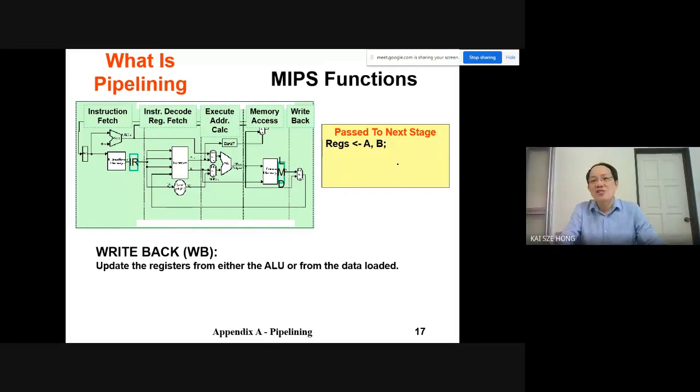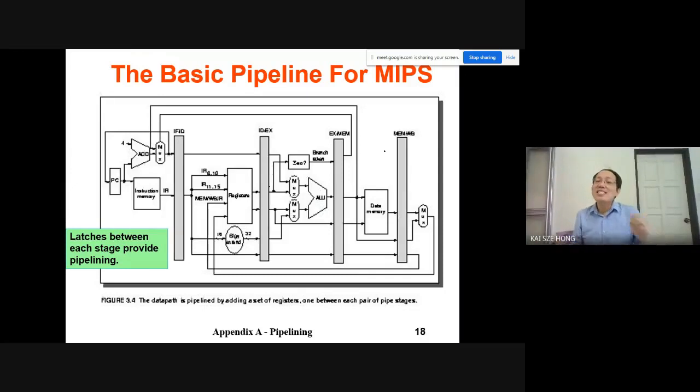The fifth one is the write back. Now you have the A and B registers, and you write it back to the register. So we are almost done, don't worry. This is the basic pipeline for the MIPS processor. The MIPS processor is a very famous processor for computer students. So this is actually the architecture.